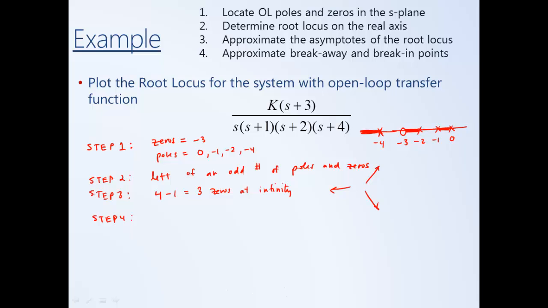Looking at this, our branches start at open loop poles and go to open loop zeros. So that's a branch. As k increases, a closed loop pole will move from -2 towards -3. Here we have another branch that starts at -4, and it's going to go to a zero at infinity at an asymptote, where one of our asymptotes goes to -180.